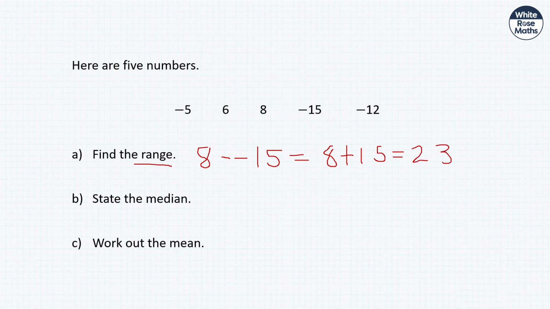This next one, work out the median. I'll say the median, so that's obviously smallest to biggest. Obviously find the one in the middle. So minus 15, minus 12, minus 5, 6 and 8. So which number is in the middle in this list? So what we do here is we cross off either side.